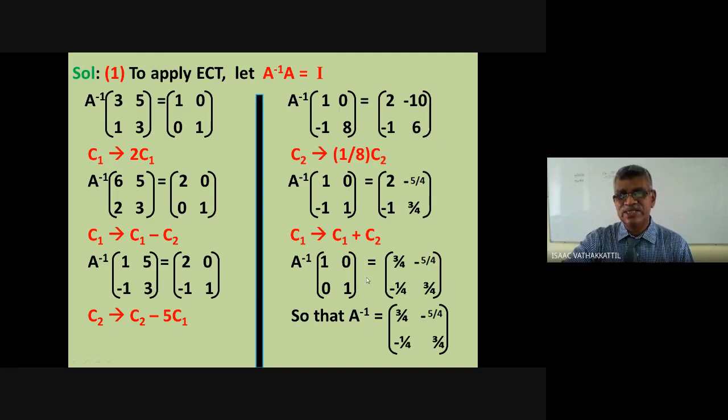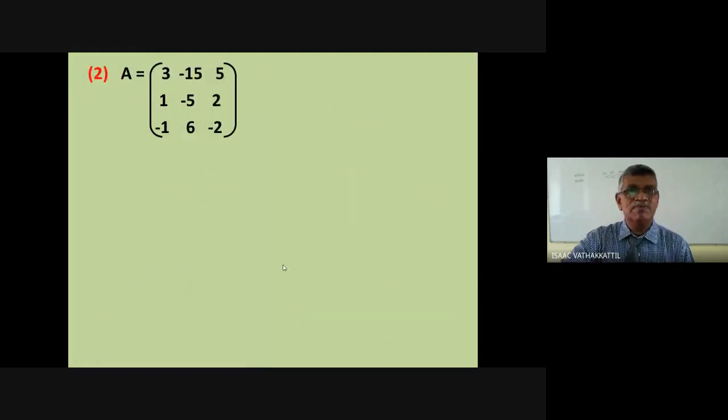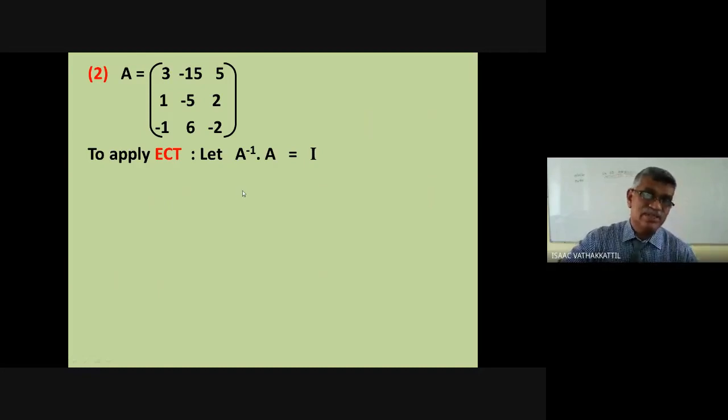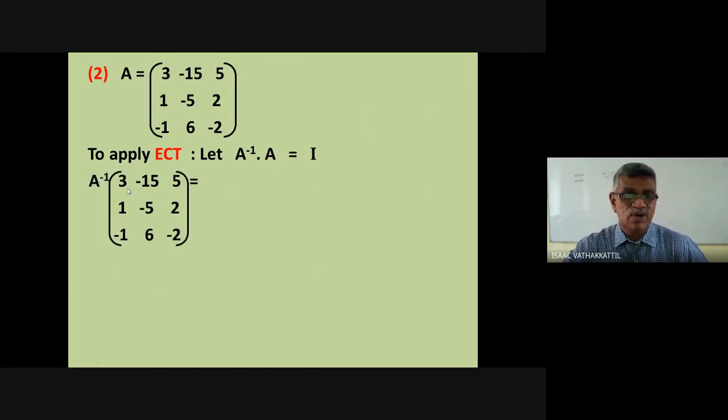Using ECT, we have one more problem. Here is a 3 by 3 matrix. Column transformation. How will I make this first element 1? To start with, to apply ECT, we start with A inverse A equal to I. How do I make this 3 to 1 using only column operations?